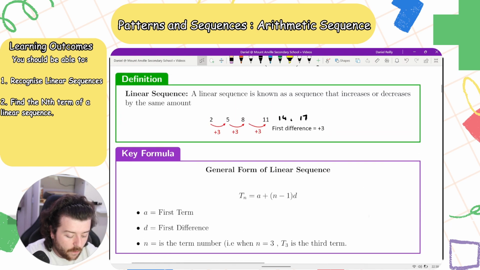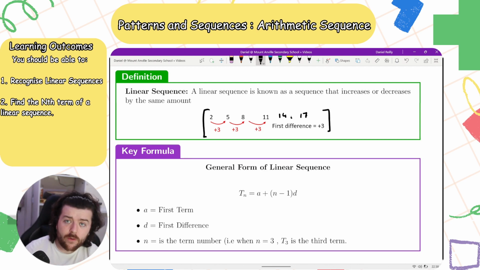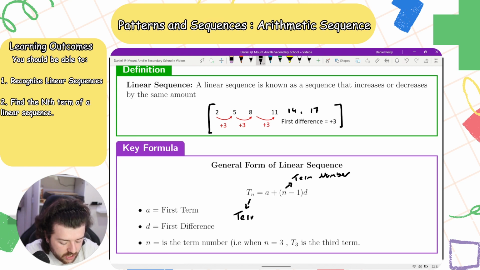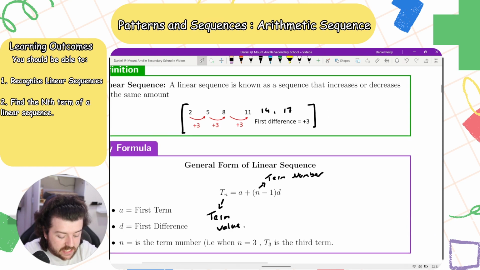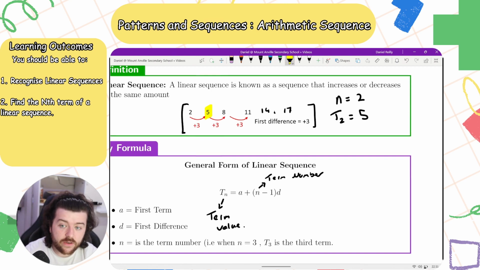To find the general form of a linear sequence, it's all well and dandy writing out the first 6 or 7 terms, but what if I want to find the 257th term, or the 473rd term in the sequence? That's where we use our general form. It's kind of like a function, where we put in n, our term number, and it spits out tn, our term value. The subscript n just means the term value. For this sequence, when n is equal to 2, t2, the second term, is 5.